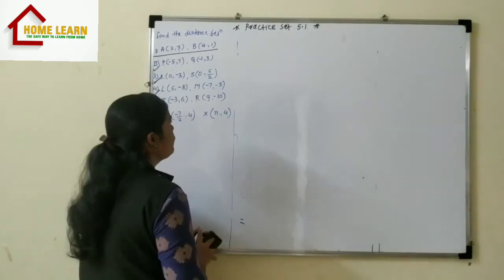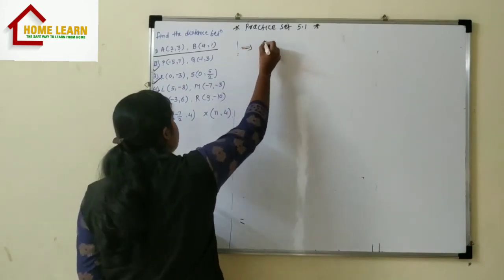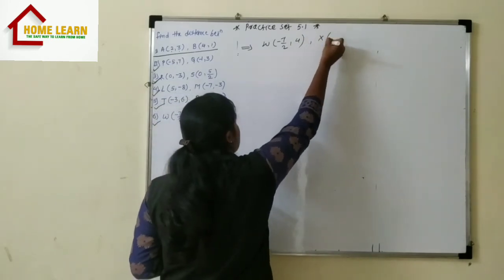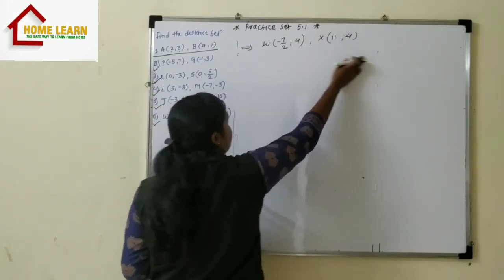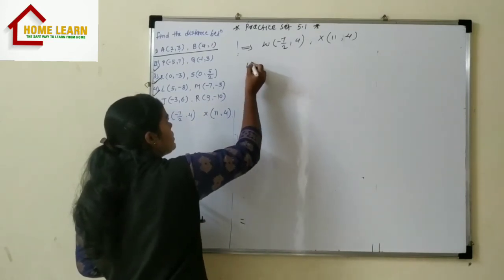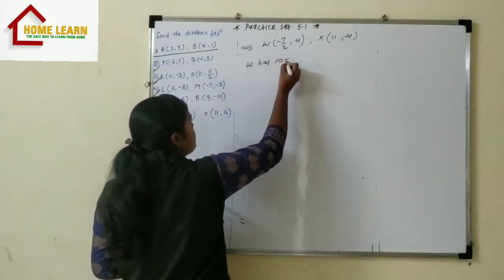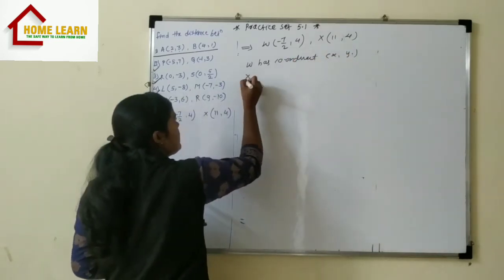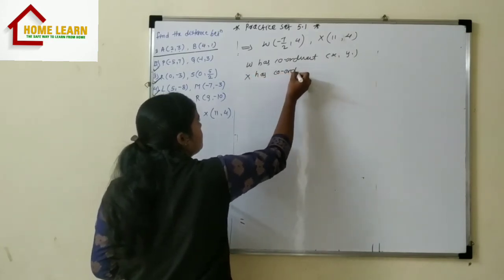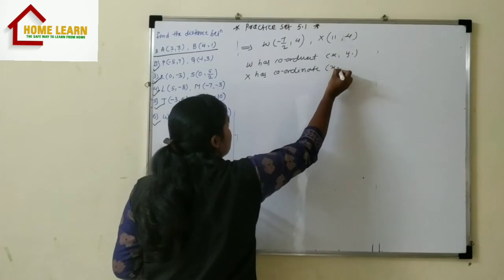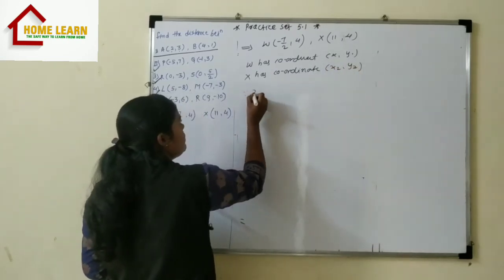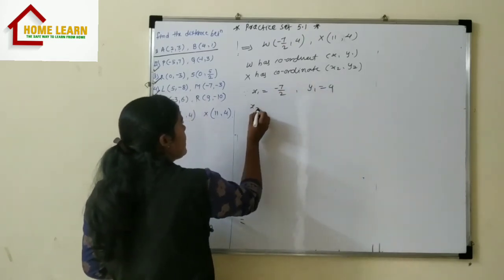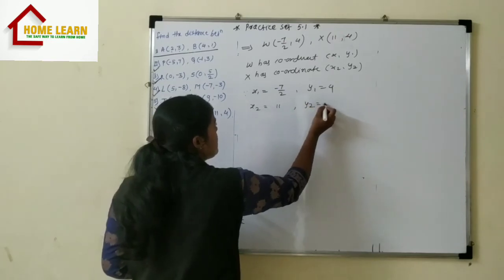Now for the 6th number, the points are W, which has coordinate (-7/2, 4), and the second point X, having coordinate (11, 4). Suppose W has coordinate (x1, y1) and point X has coordinate (x2, y2). Then we can write that x1 is -7/2, y1 is 4, x2 is 11 and y2 is 4.